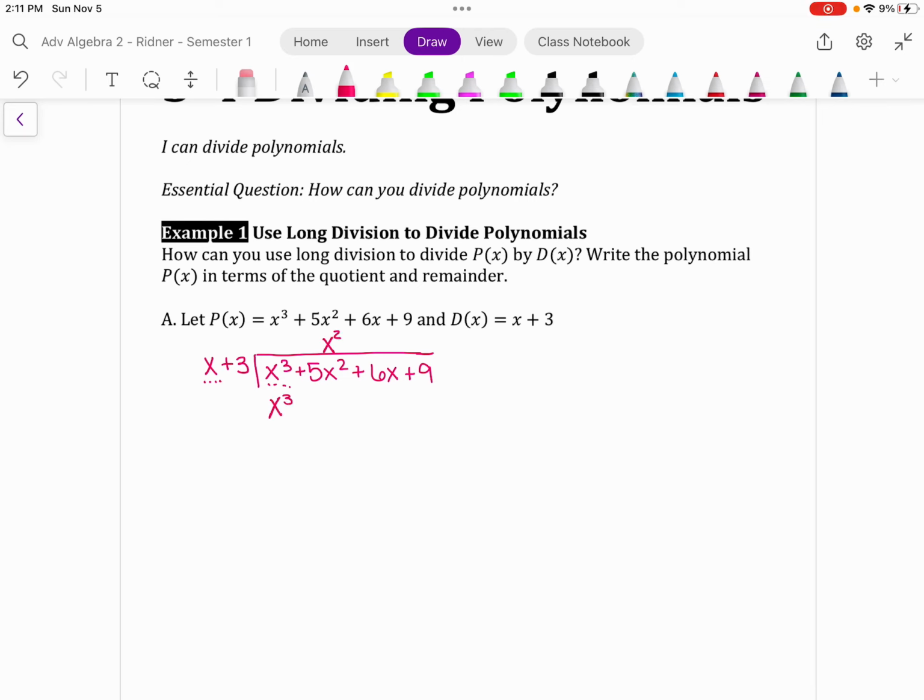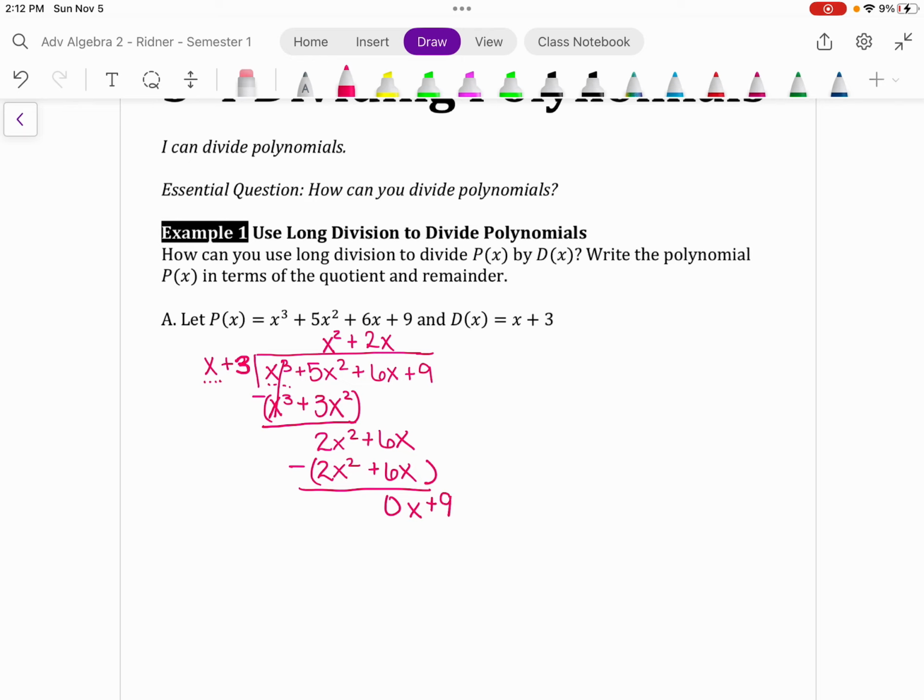And subtract straight down. So remember to subtract everything. So these will cancel. 5 minus 3 is 2x squared. And then we have plus 6x. And then we'll repeat. X times what is 2x squared? Well, that is 2x. So repeat, 2x times x is 2x squared. 2x times 3 is 6x. Subtract, and that is 0x.